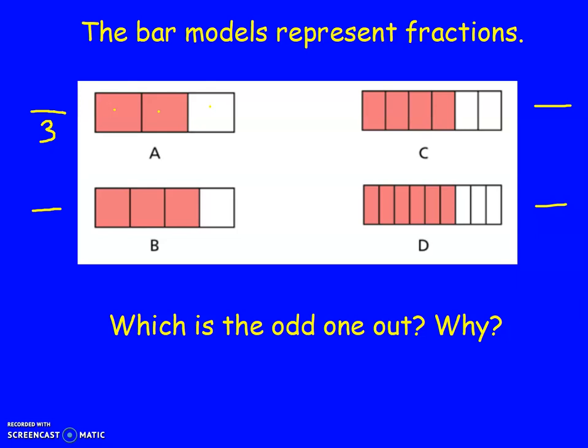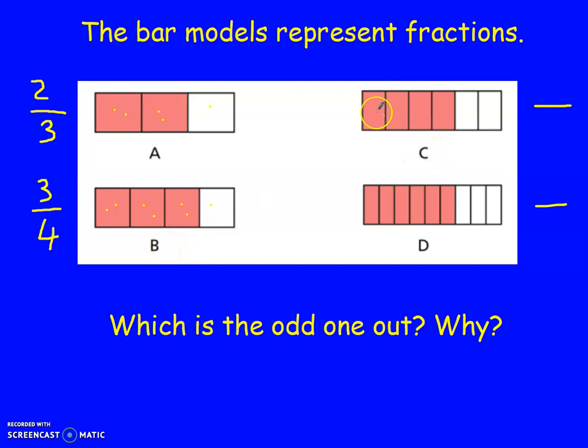Okay, let's take a look. So A, we know that our denominator is 3, and 2 out of the 3 are shaded, 1, 2. Let's have a look at B. We have 1, 2, 3, 4 equal parts. So that number goes at the bottom, our denominator. 1, 2, 3 of the parts are shaded. So 3/4 of B are shaded.